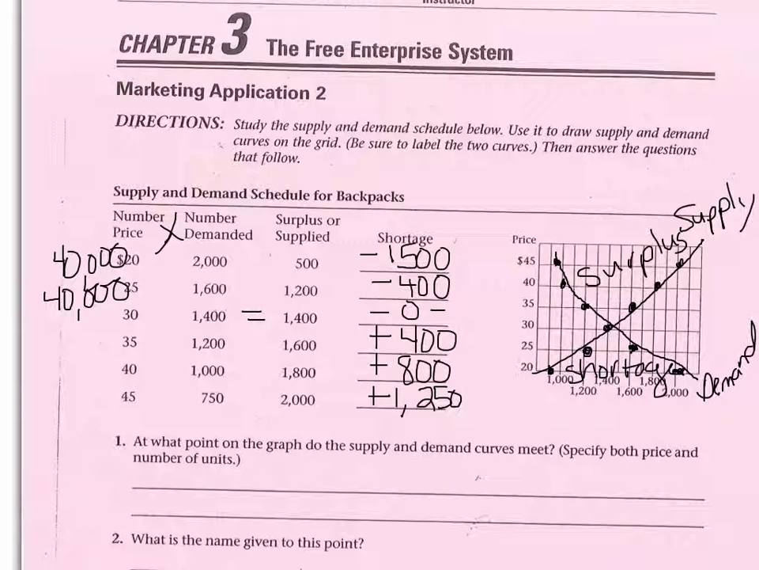And what we have figured out is where these intersect. And when we are looking at supply and demand, we want a price where we see these items intersect, where we see the number demanded equals the number we can create at that price. So first question here says, at what point on the graph do the supply and demand curves meet? That would be 1,400 units at $30.